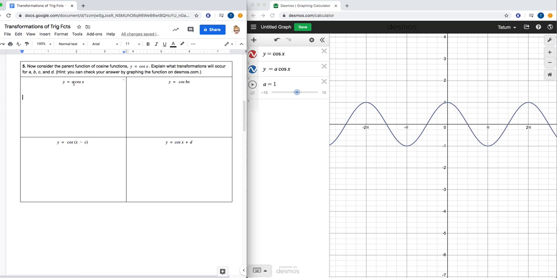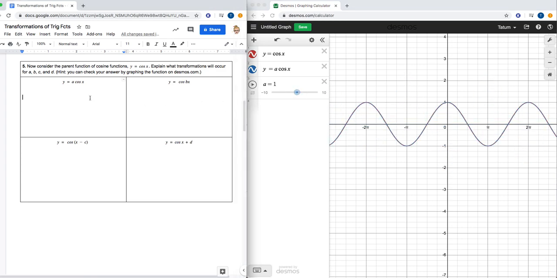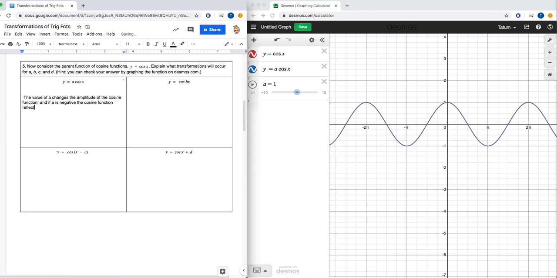So I noticed that when I multiply a times the cosine of x, my amplitude changes based on the value of a, and if a is negative, I also have a reflection over the x-axis. So I'm going to say the value of a changes the amplitude of the cosine function, and if a is negative, the cosine function reflects over the x-axis.